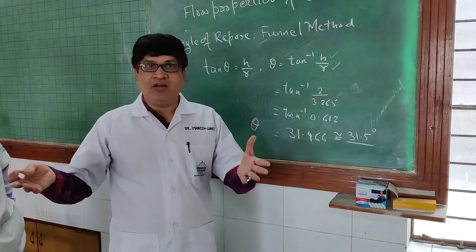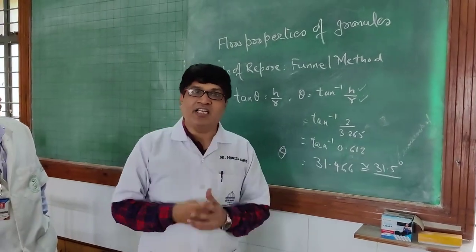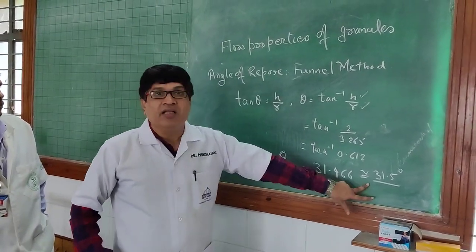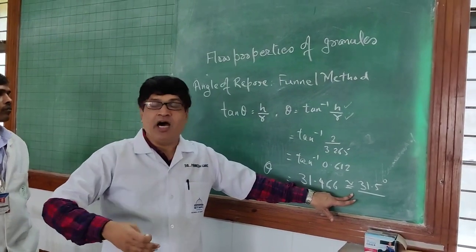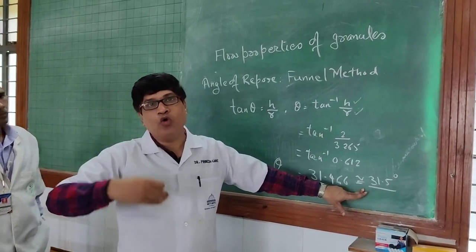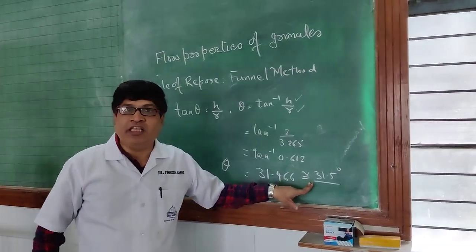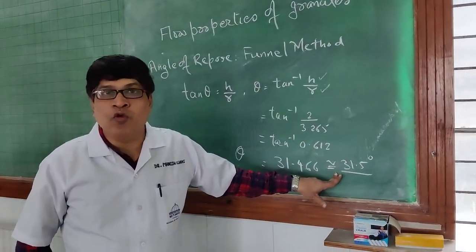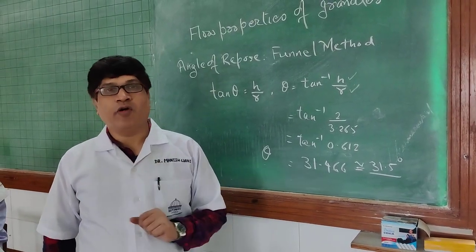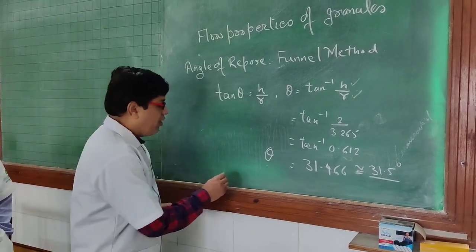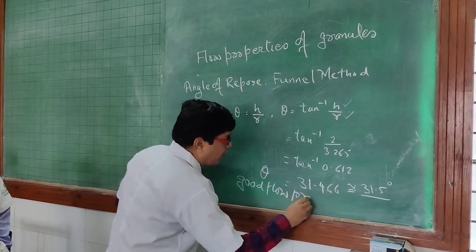Now we know the chart, we know the observation and the inference. The chart is already with you. If the angle of repose is less than 25 degrees, then we are going to say it is having an excellent flow property. If it is between 30 to 40, then we are going to say it is having a good flow property. Hence, the granules that were under consideration, for which we have calculated the flow property, are having good flow property.